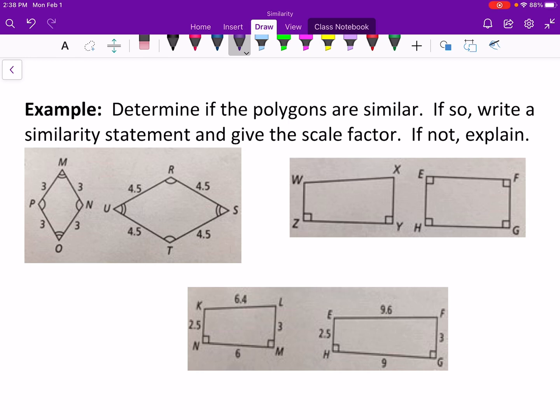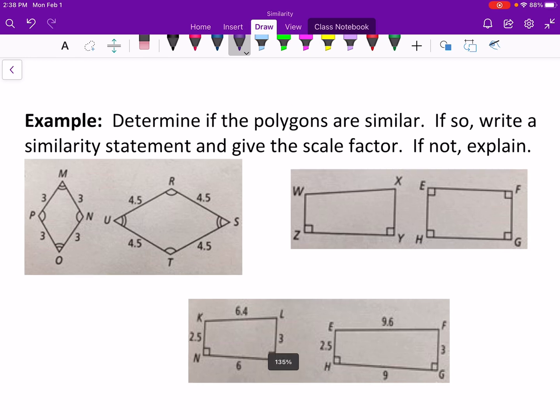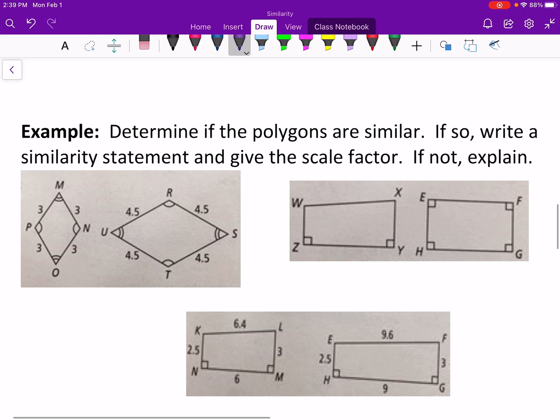For right now, let's see if we understand what it means to be similar. Again, let me refresh you. I'm going to write it down again. You want to make sure you have this written down somewhere. There are 2 conditions for polygons to be similar.